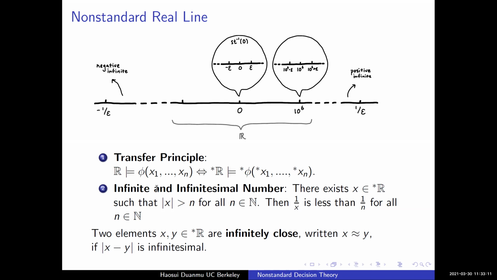Such a construction of the non-standard real line can be extended to any topological space. For example, it can clearly be extended to metric spaces, where the distance between two points can be defined naturally. What I want to say is that this non-standard construction applies to any set, not just the real line.